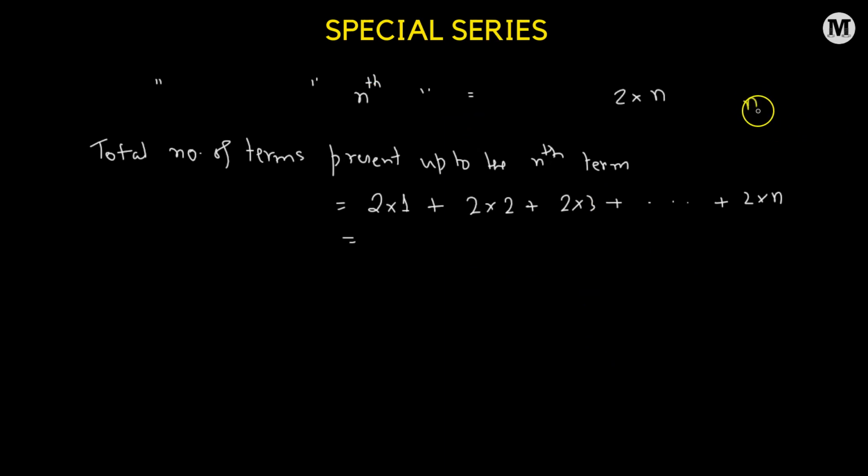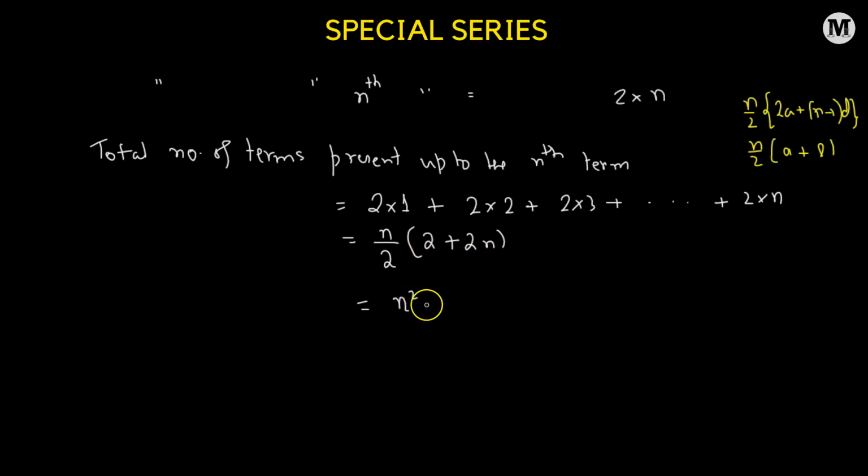Now, we know that for the sum to n terms, we have a standard formula. That's given by n over 2 multiplied by 2 times a added to n minus 1 times the common difference d. Or the other way is we can take the number of terms divided by 2 multiplied by the first term plus the last term. So here in our case, we have n terms, so n divided by 2 will get multiplied by the first term, which is 2, added to the last term, that is 2n. Simplifying this, we get n squared plus n. So that means there will be a total of n squared plus n terms present up to the nth term.